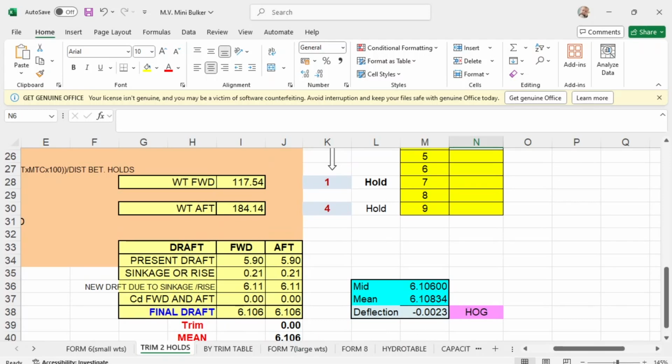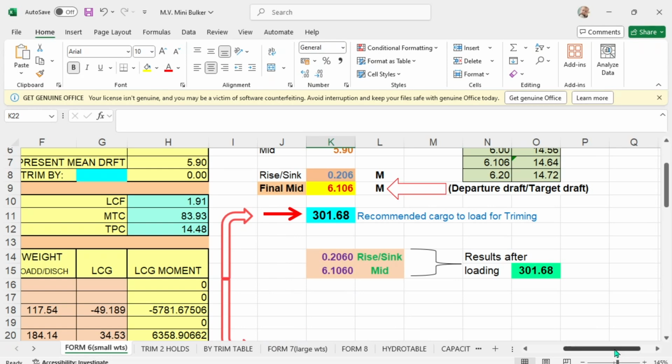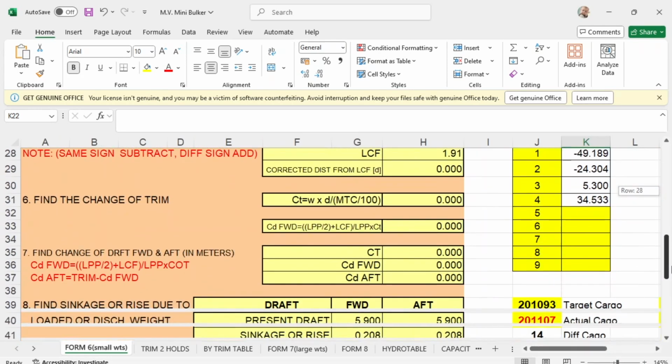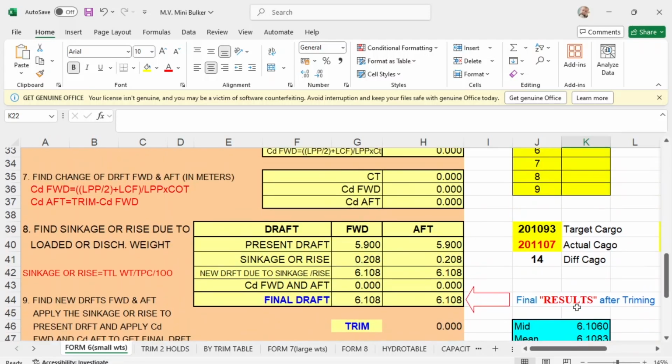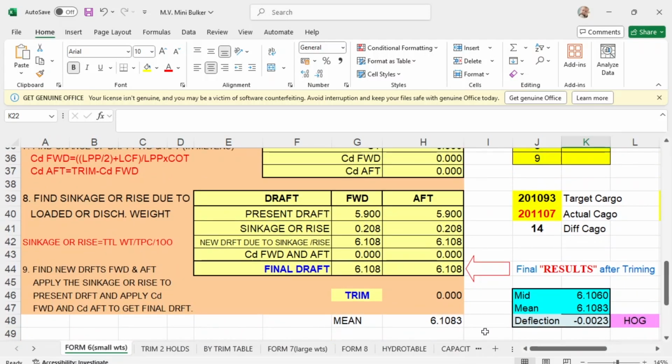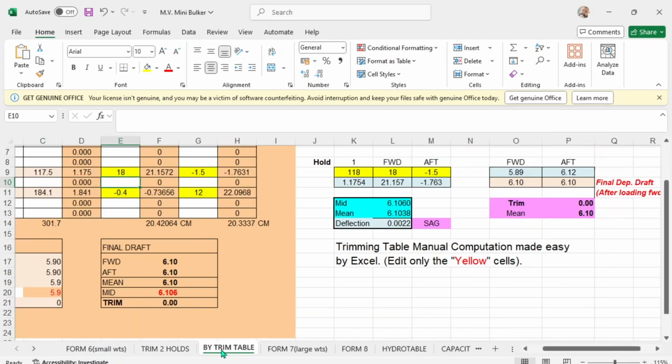Then your zero deflection here. And for number 6, your departure draft would be 6.108, 6.108, zero trim, and your main draft is 6.108. Then you will have a zero deflection here, and by trim table, you will have the same figure, 6.10 here, and the same here. Okay?